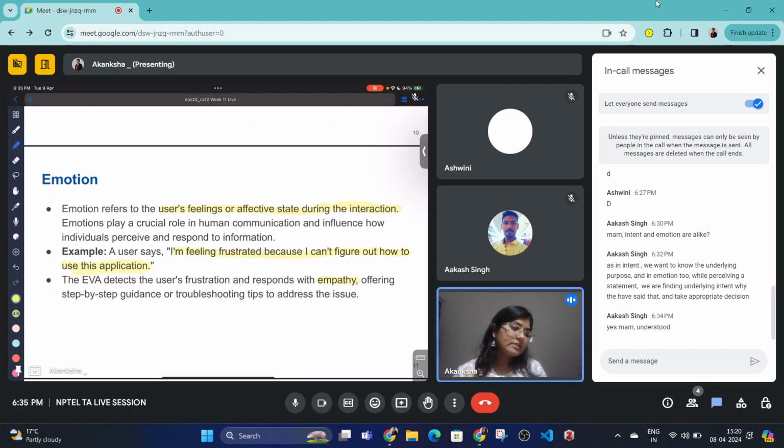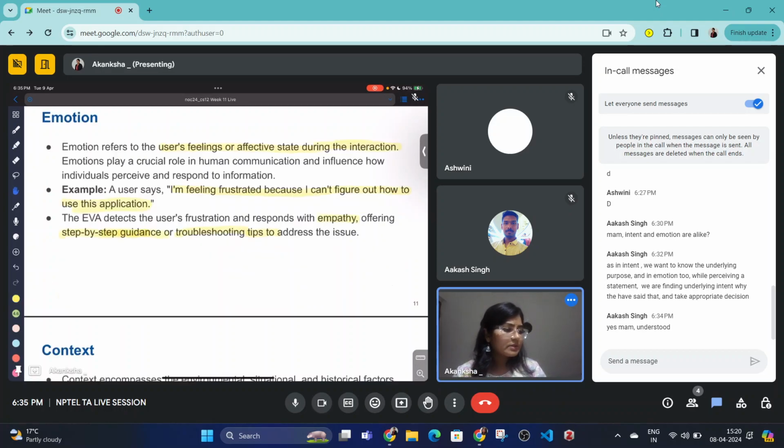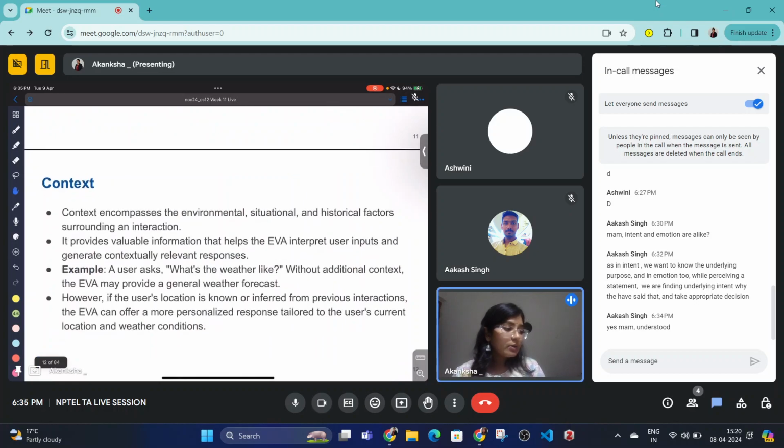Also, they can suggest some troubleshooting or step-by-step instructions, so these things can help, right? Then comes the context part. Now it encompasses the environmental, situational, and historical factors surrounding an interaction.